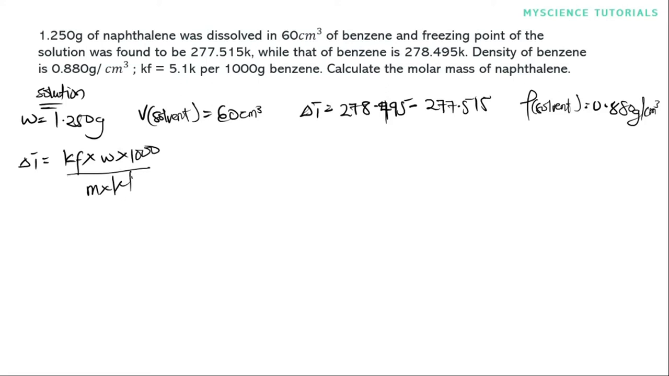So it means we need to find the mass of the solvent first before we can proceed to find any other thing. We know that the density over here is mass over volume. So now that we have this, we are saying our mass will be capital W. If we make capital W the subject, we have to multiply our density by the volume. So our mass of the solvent is density, which is 0.880, multiplied by the volume, which is 60 cm³.